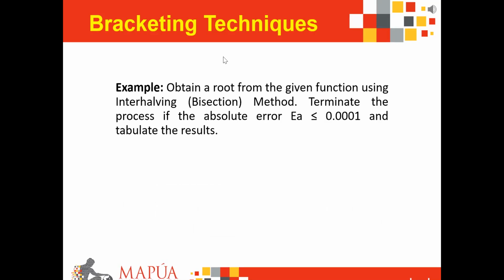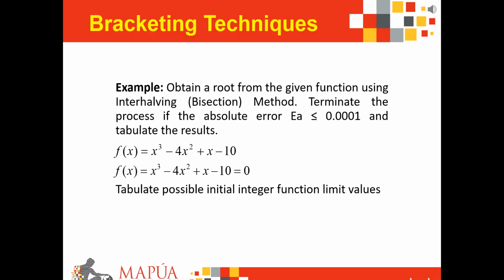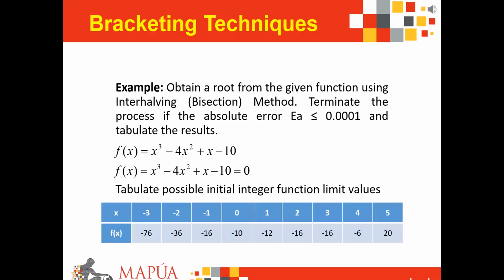Let's try to evaluate and apply that on this given example. We're asked to evaluate the root of this given particular function using the bisection method. So the first process is to equate your given function to 0, regardless whether your function is polynomial or transcendental, and then set up possible initial values for your corresponding limits, x0 and x1, by tabulating integer values.